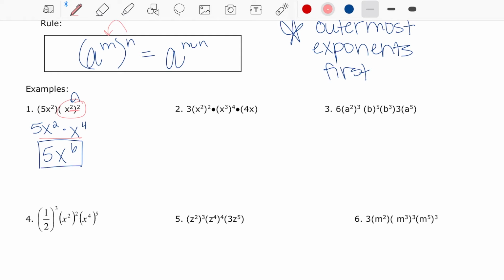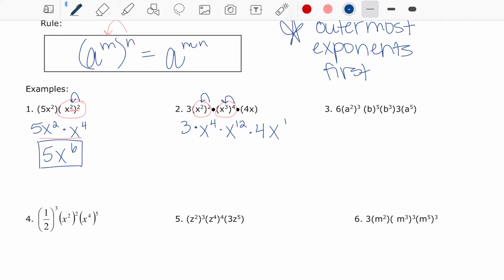So then we look at number 2, and now I have 2 different bases that are raised to a power. So the outer 2 will multiply in, and the outer 4 will multiply in. This 3 stays out front, and when I have powers raised to a power, that's when I multiply those 2 exponents. So this becomes x to the 4th, the next one becomes x to the 12th, and then times 4x. And remember, when a variable doesn't have an exponent, it's an understood 1.